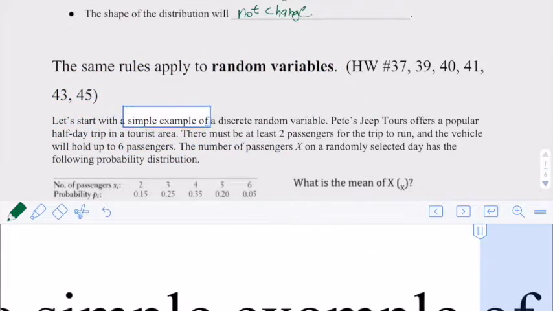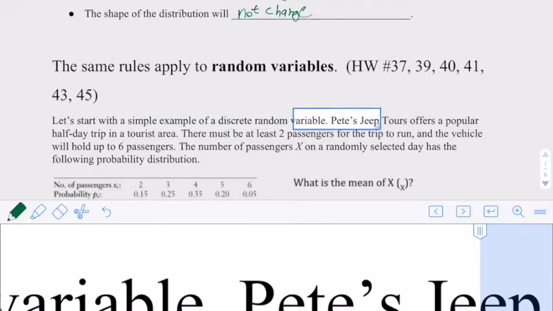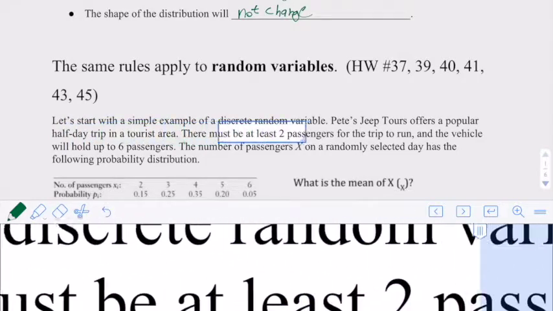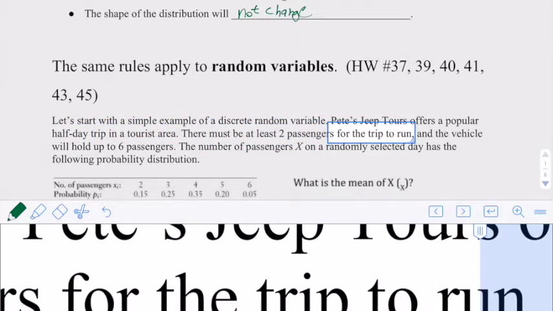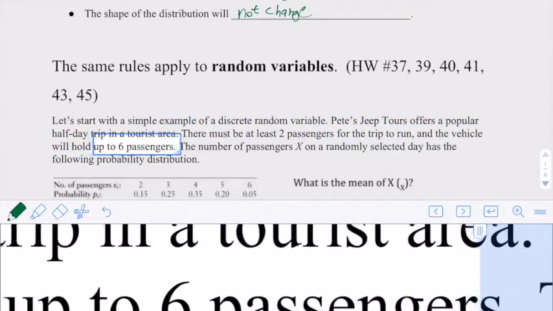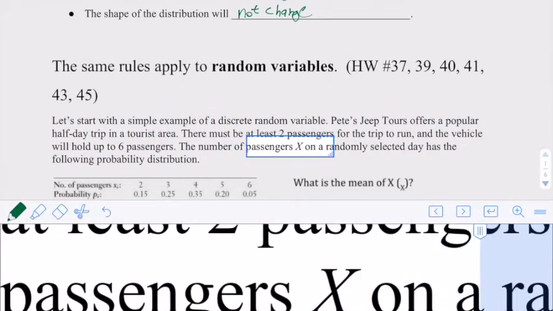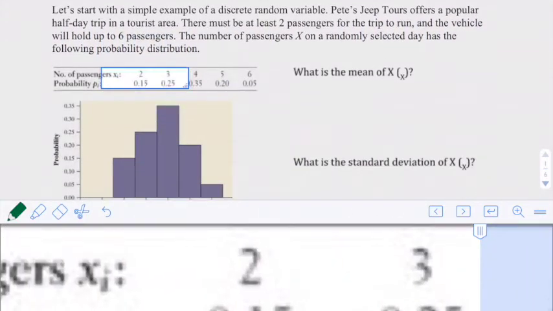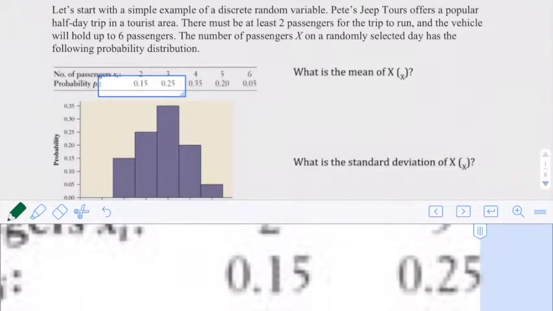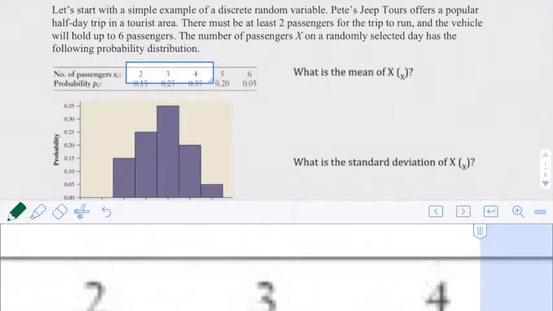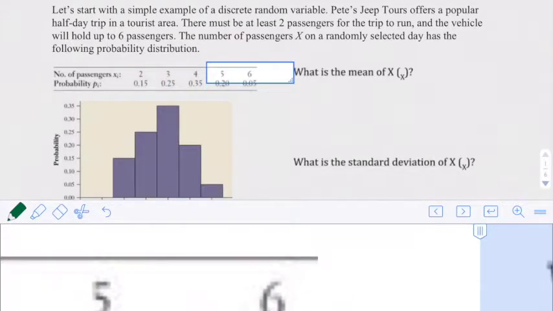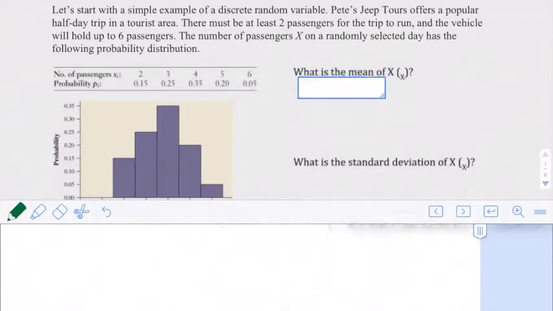So we'll start with a simple example of a discrete random variable. Pete's Jeep Tours offers a popular half-day trip in a tourist area. There must be at least 2 passengers for the trip to run, and the vehicle will hold up to 6 passengers. The number of passengers x on a randomly selected day has the following probability distribution. So you could see that we have 2 passengers, there's a 15% chance of that. There's a 25% chance there's 3, 35, then 20, and then there's a 5% chance there's 6 passengers filling up the Jeep. What is the mean of x?